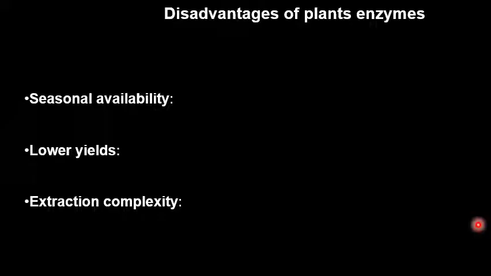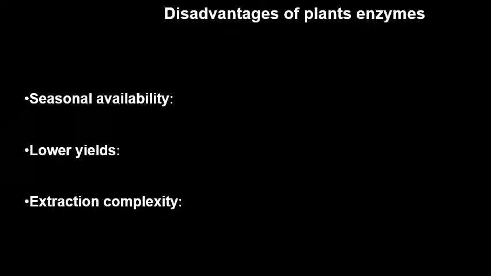Production of enzymes from plants might be less efficient compared to microbes because of lower yields. The enzyme may be potent, but it might not be enough. Then there's a lot of complexity in the extraction of plant enzymes. It also involves specialized protocols for extraction purposes.